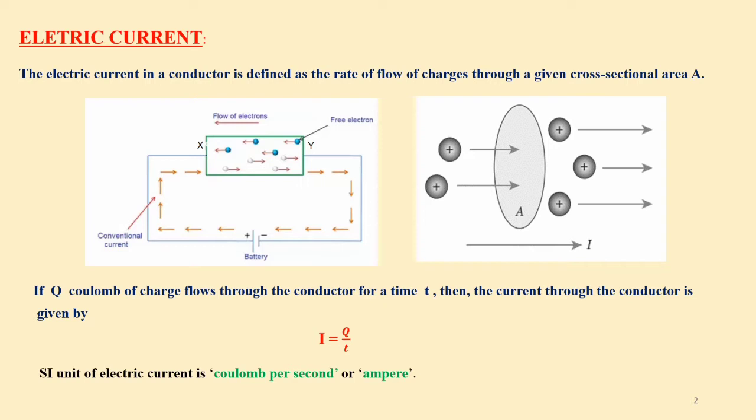If q coulomb of charge flows through the conductor for a time t, then the current through the conductor is given by I equal to q by t. SI unit of electric current is coulomb per second or ampere.